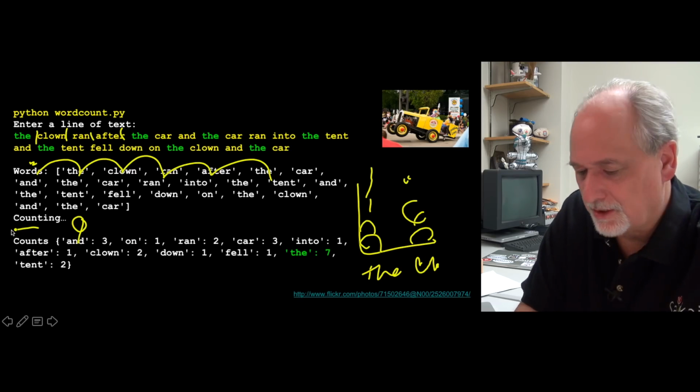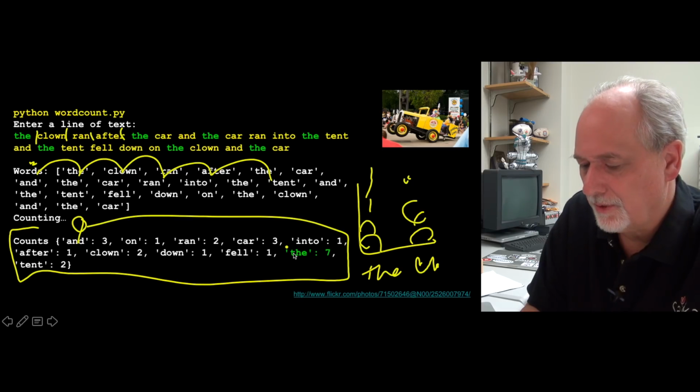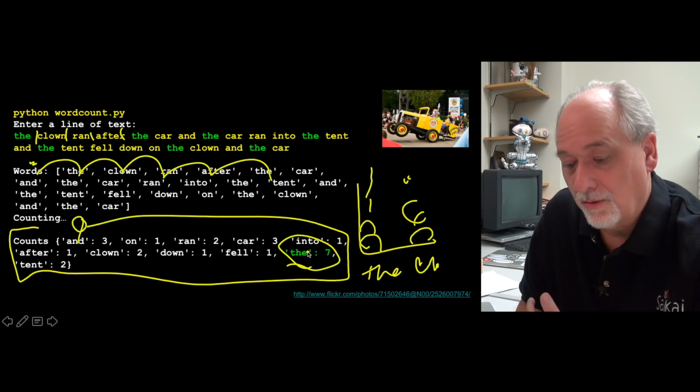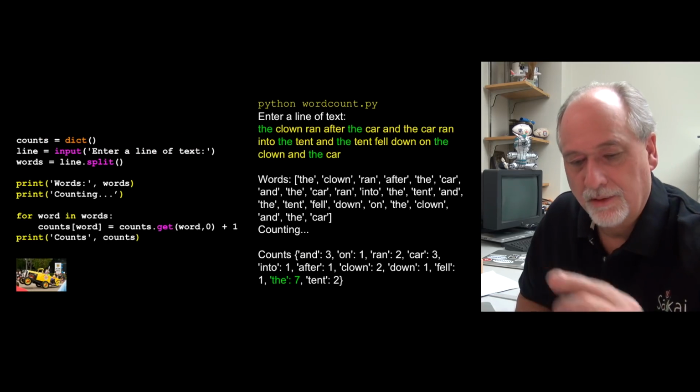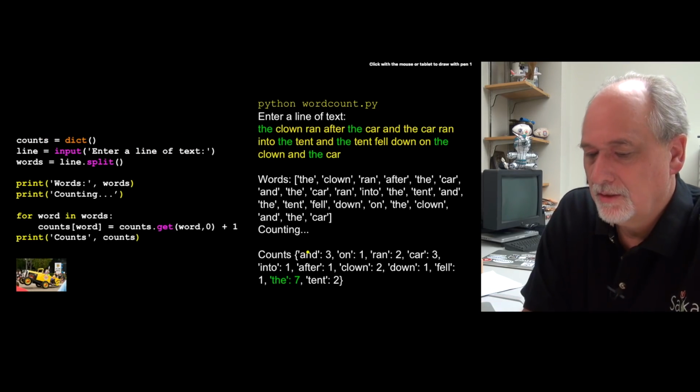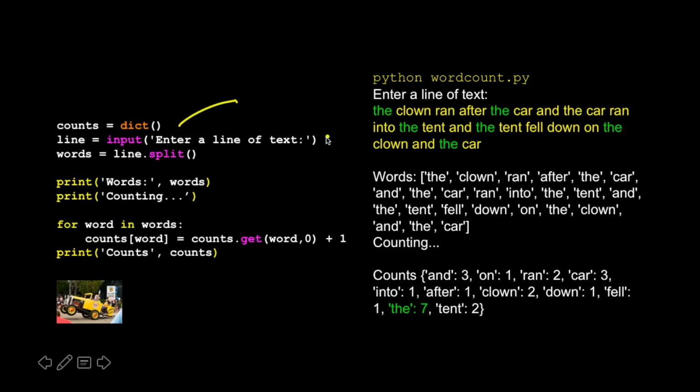When it's all said and done, we end up with the histogram. Counts is the dictionary that ends up with a histogram, and by inspection we can see that the is the most common word, and there are 7 of those. So if we take a look at this, we start out, we make a dictionary, we read in a line of text, the text goes in, and then we split that and print the words out.